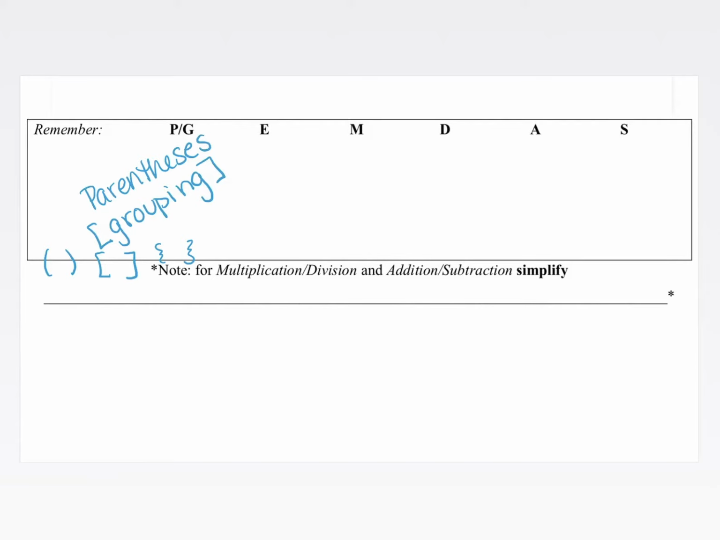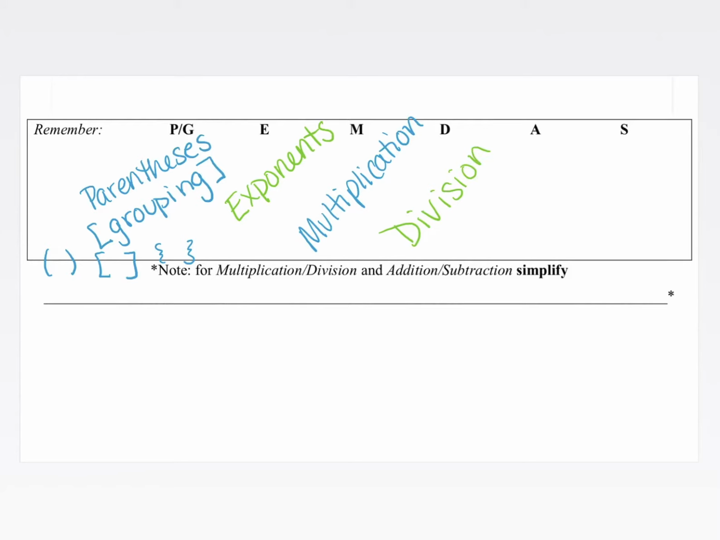The E stands for exponents. The M stands for multiplication. D stands for division. A stands for addition. And S stands for subtraction.